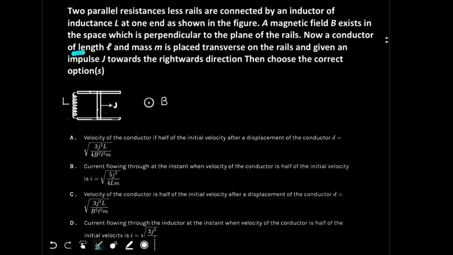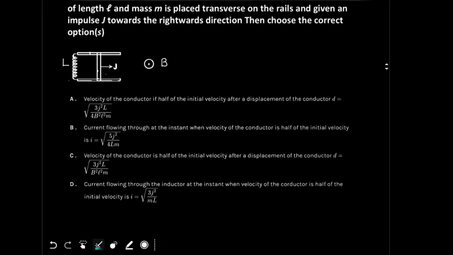Now a conductor of length L and mass m is placed transverse on the rails. So you have your conducting rod, mass m, length L, given an impulse J towards right. So the rod is given an impulse J. Then choose the correct options. Velocity of the conductor is half of the initial velocity after a displacement of the conductor d equal to something. Current flowing through the conductor at the instant when velocity of the conductor is half of the initial velocity is.